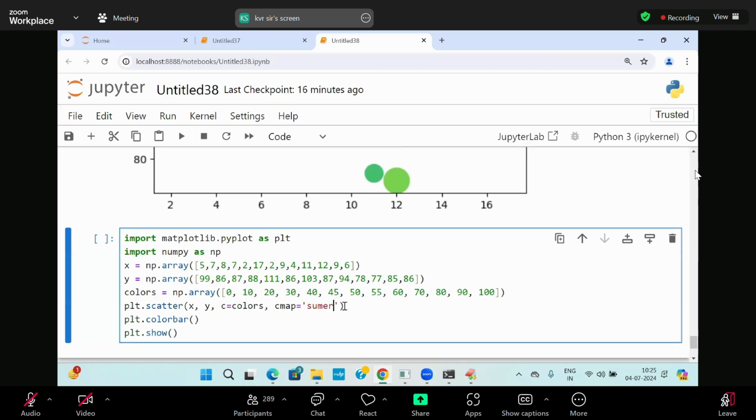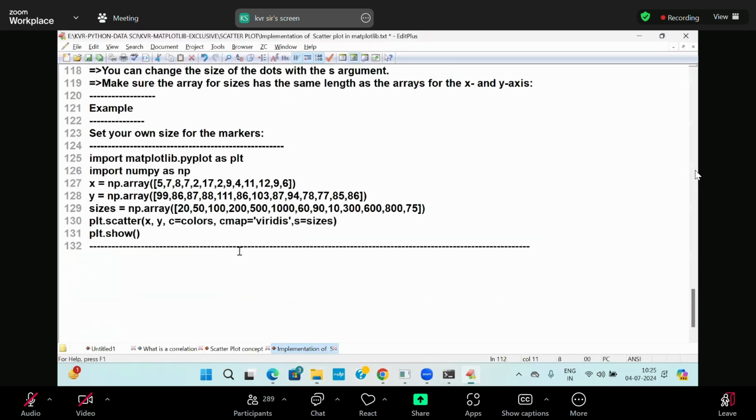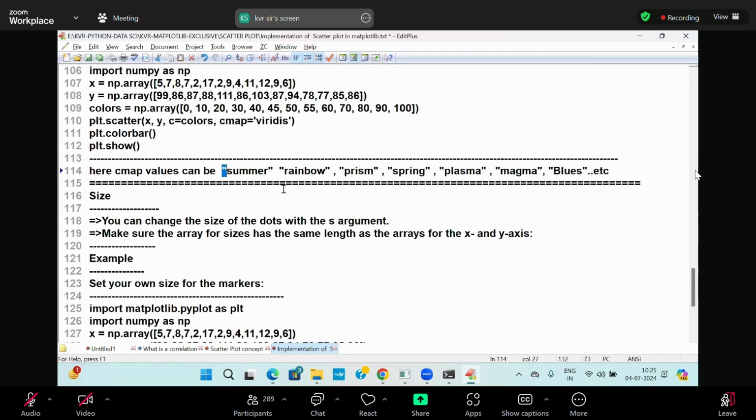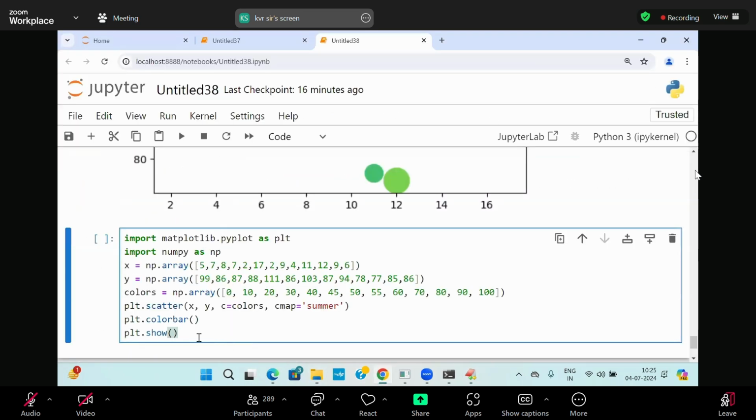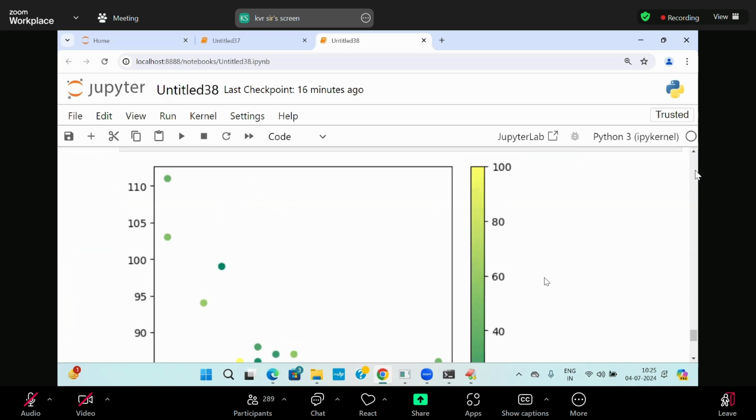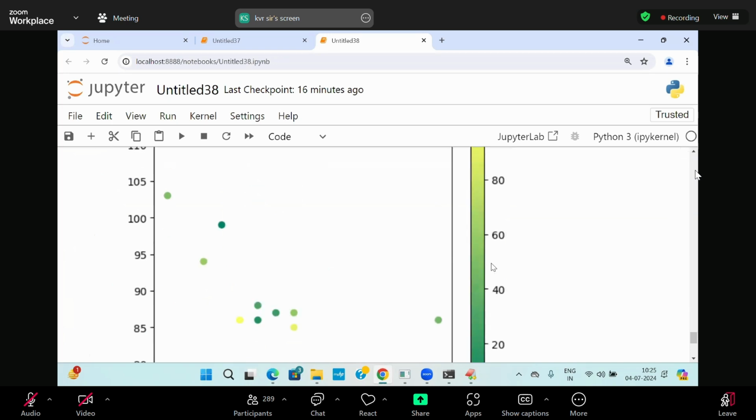What is this now? Summer. What is the summer? It is called one color map or not? Rainbow, color map, prism, spring. These are all called color maps. So try to run this. What is happening here? This is called a summer kind of thing.